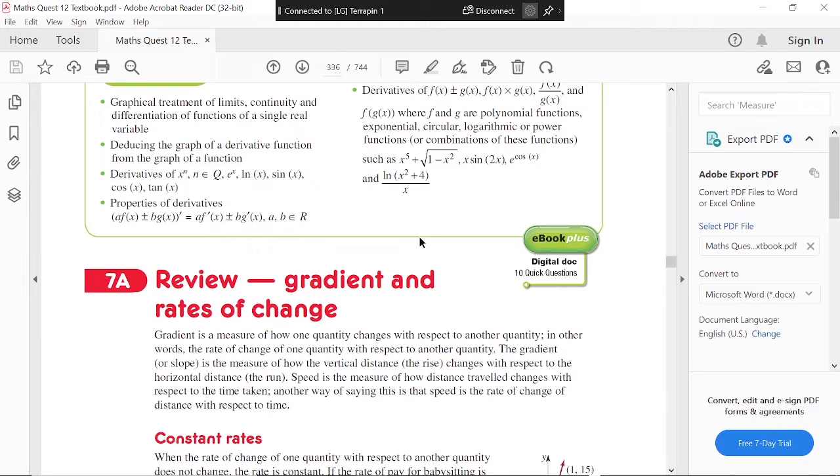So what I've got up on the board there is just from the blue textbook. So if you want to have that open, the same thing as what I've got here on the board, then that is page 324.